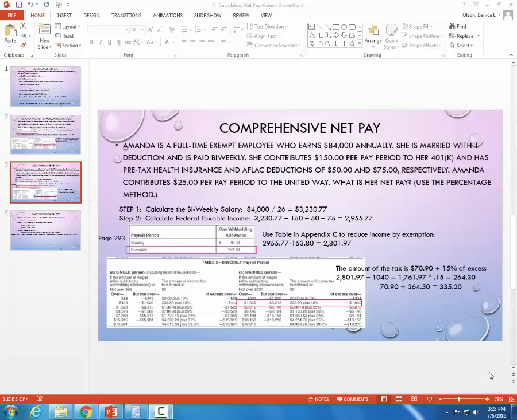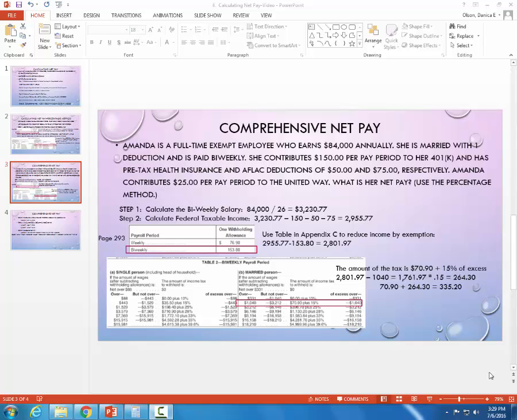The next step is to calculate the federal taxable income. To do this, we take her salary, $3,230.77, subtract out her 401k contribution of $150, subtract out her health insurance of $50, and subtract out her Aflac deduction of $75. This gives us $2,955.77 of taxable income. We now turn to page 293 to use the table in Appendix C.